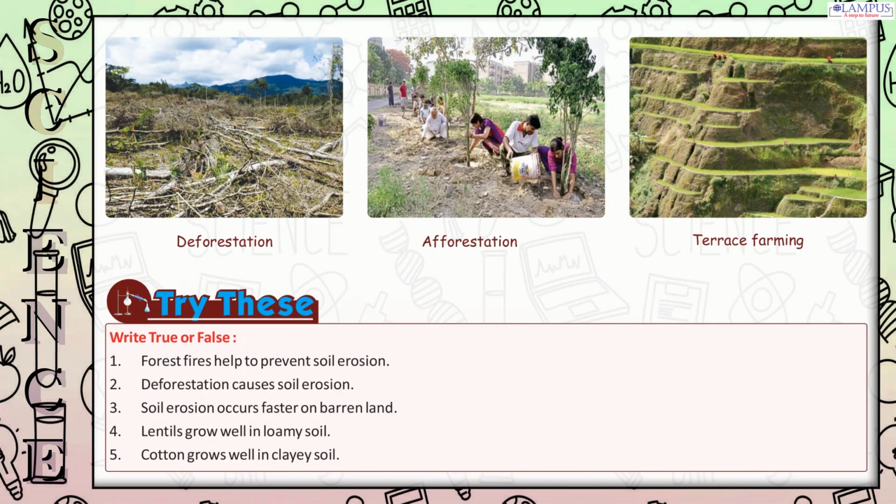Try these. Write true or false. 1. Forest fires help to prevent soil erosion. 2. Deforestation causes soil erosion. 3. Soil erosion occurs faster on barren land. 4. Lentils grow well in loamy soil. 5. Cotton grows well in clay soil.